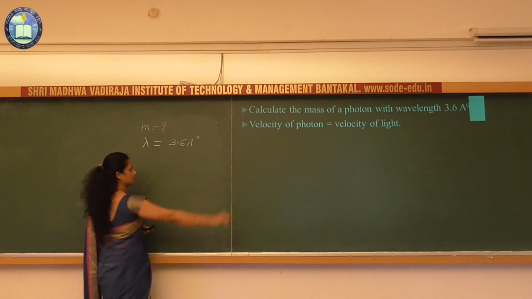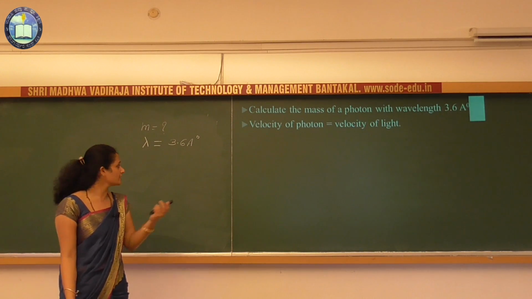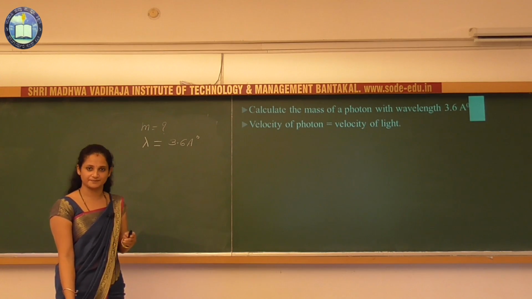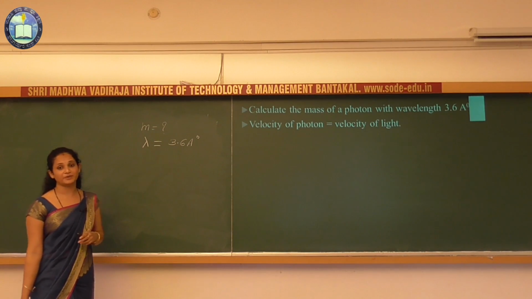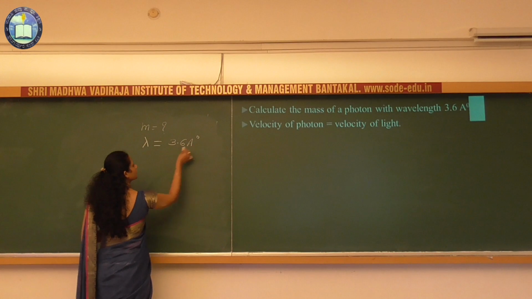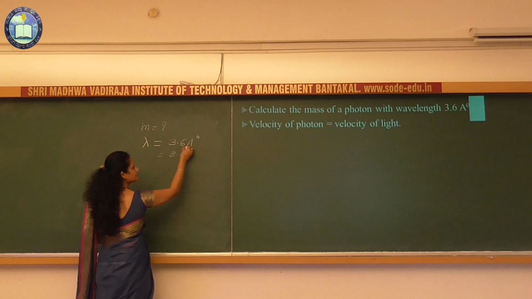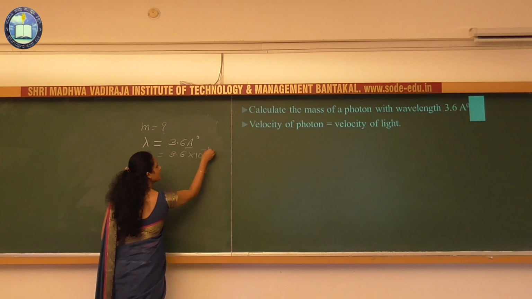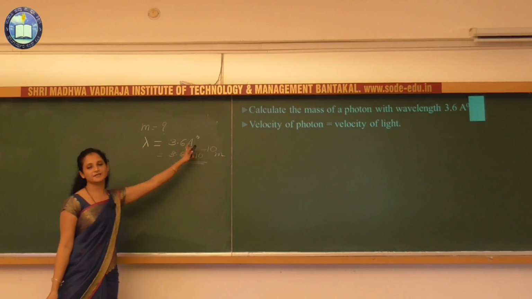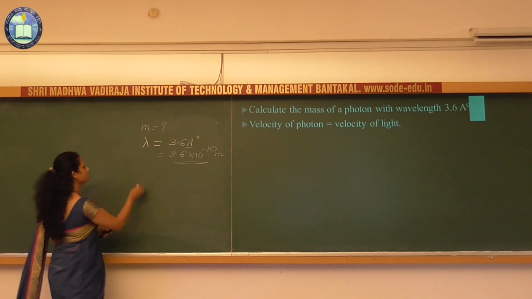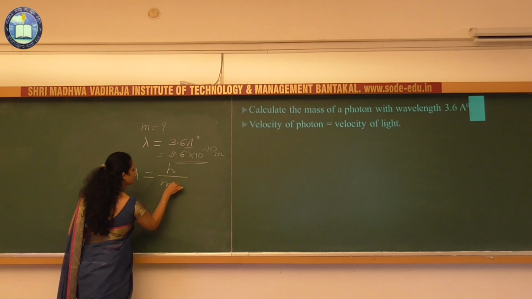3.6 angstrom unit. Wavelength is usually expressed in meter unit. If it is expressed in other than meter unit, you need to convert. Now it is in angstrom unit, and we know that 1 angstrom is equal to 10 to the power minus 10 meter. So 3.6 angstrom is equal to 3.6 into 10 to the power minus 10 meter. First, convert angstrom to meter unit. Then use de Broglie's equation, h by mv.